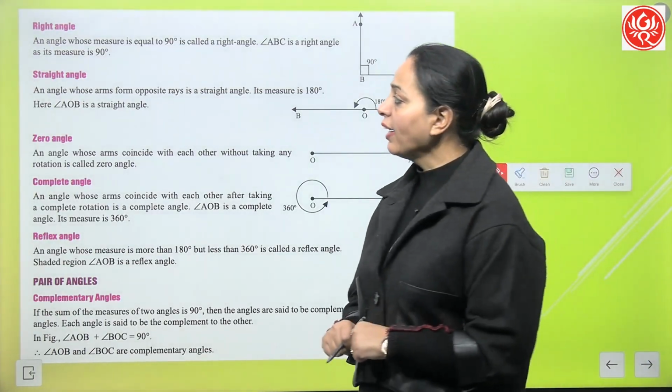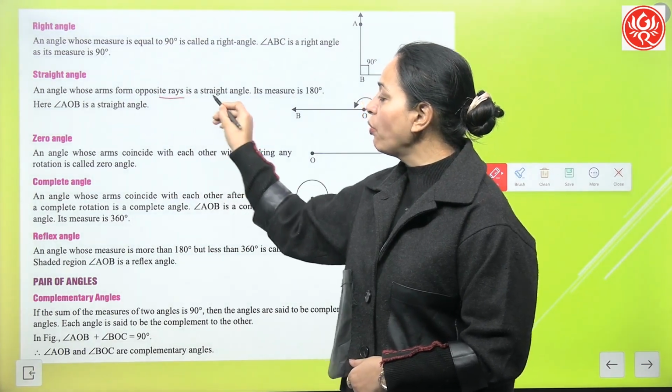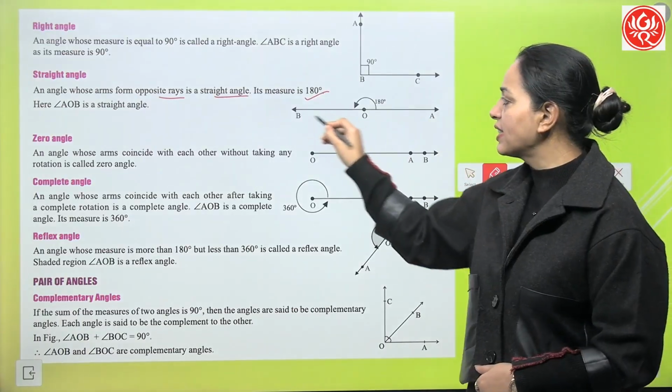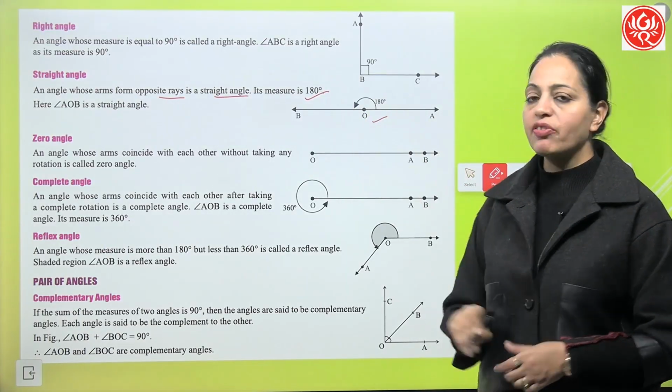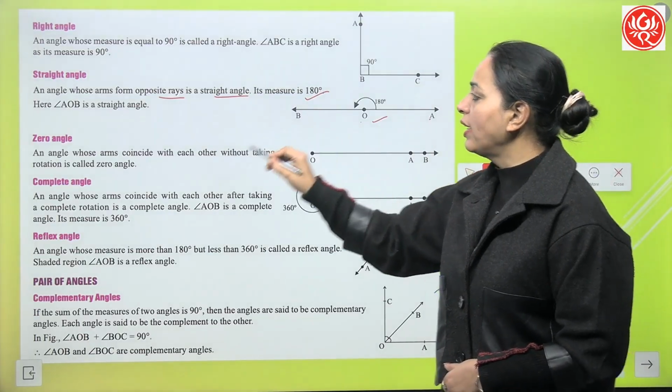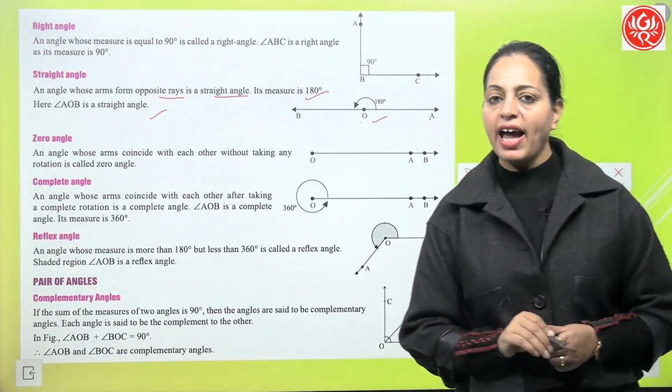Straight angle, an angle whose arms form opposite rays is a straight angle. It measures 180 degrees. This is a 180 degree angle, straight angle. You can see angle AOB. This is a straight angle.